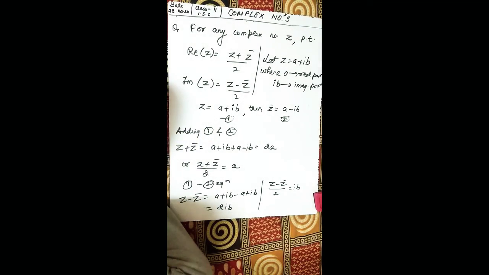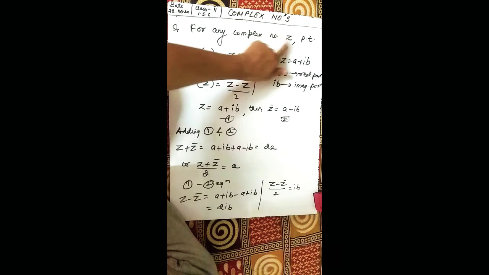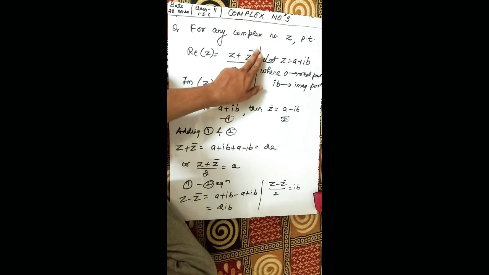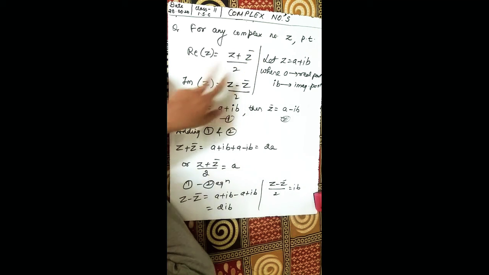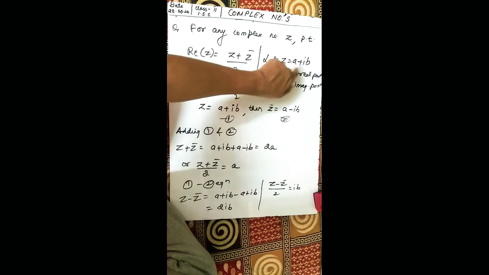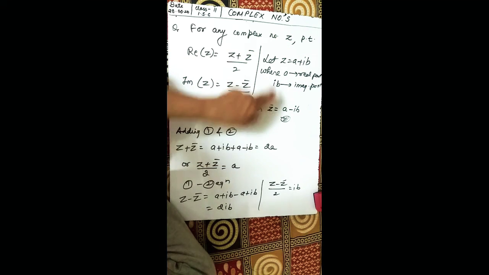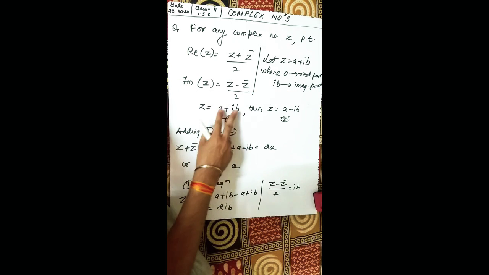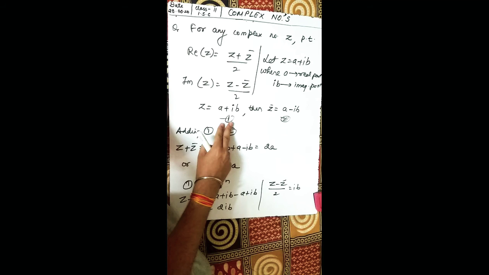Let's come to this question. For any complex number z, prove that the real part of z, this is how we denote the real part, is (z plus conjugate of z) upon 2, and the imaginary part is (z minus z bar) upon 2. So let us consider z is equal to a plus ib, which is the general form, where a is the real part and ib is the imaginary part. So z is equal to a plus ib. Consider this as the first equation.